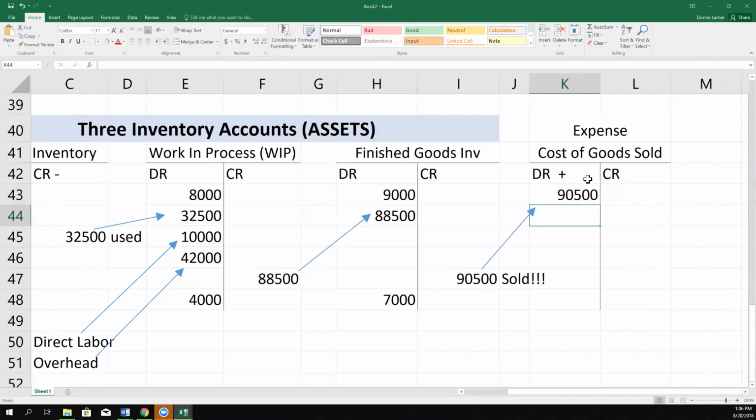Then we would compare this number to what we charged the customers for these items. Hopefully we charged more than $90,500 to the customers for them so that we can make a profit, because we still have all the selling expenses and all the administrative expenses to cover. So we can't just sell them for exactly what it costs us to make them, because we will never have enough to cover all those expenses. We have to build in a gross profit or a margin on them.